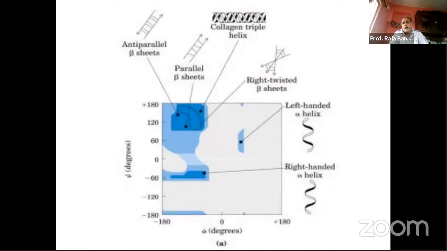So this is the total form of the Ramachandran plot, where we find the parallel beta sheets. It is in the second quadrant, the beta sheets and beta strands are there. The collagen triple helices are there, whereas the right-handed twist beta sheets and anti-parallel beta sheets are there, and the first and third quadrants are basically mirror images of each other. If you take a plane between plus 180 and minus 180 of phi and psi, the third and the first quadrants are mirror images. So in the third quadrant you have the right-handed alpha helix, and here you get the left-handed alpha helix.